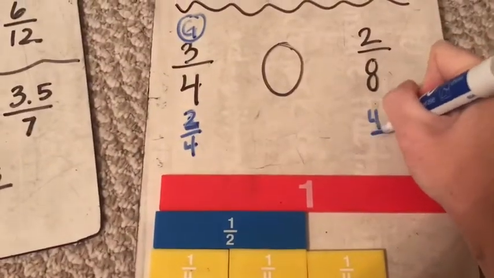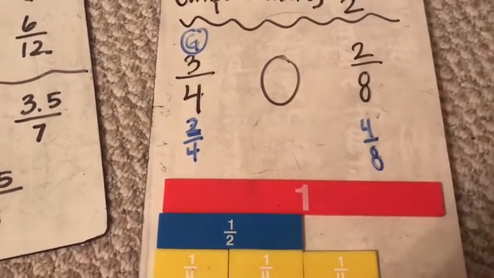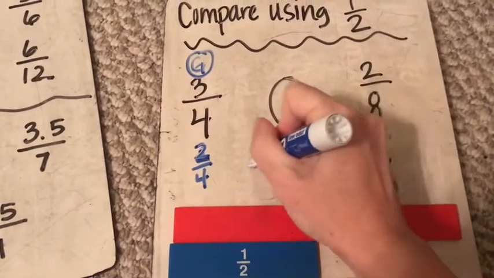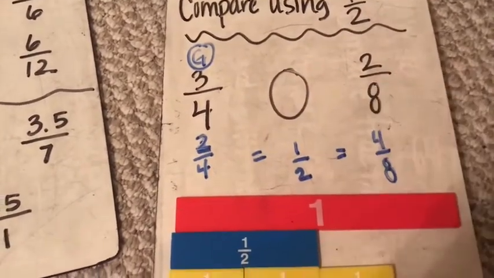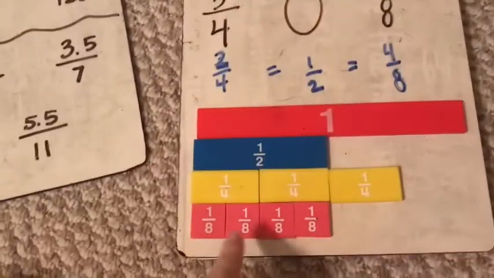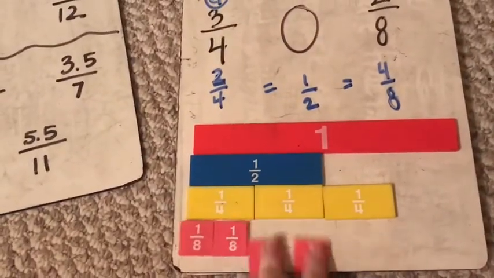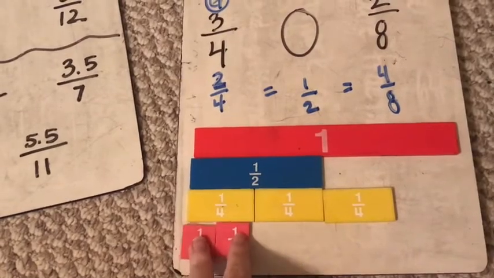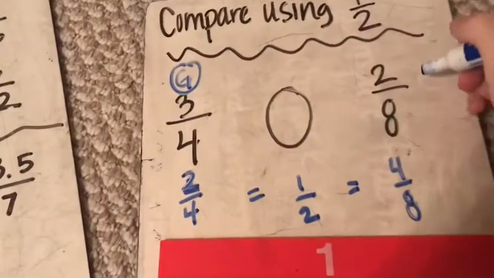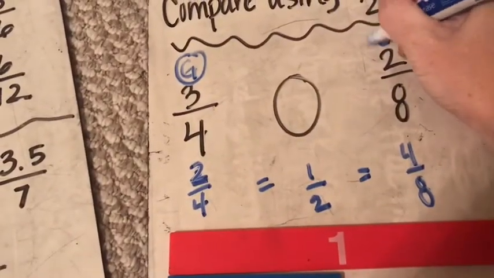Since 4/8 is the same as a half, since I'm using that half as a benchmark, but this fraction says I only have 2/8. I don't have all 4, I only have 2. So obviously 2/8 must be less than a half. So I'll put my L up here to show that.